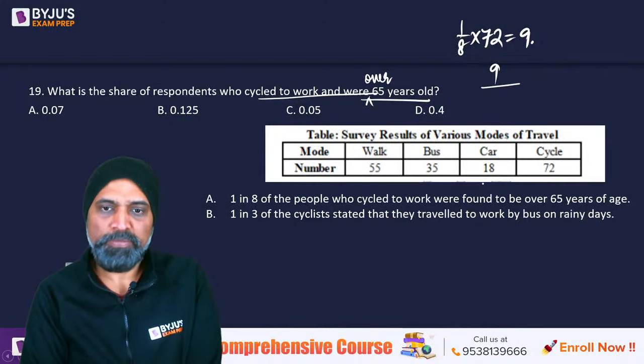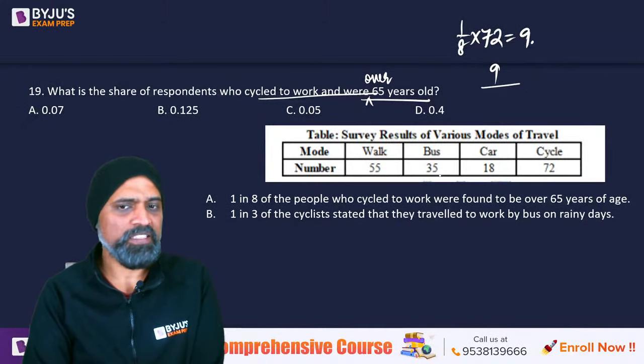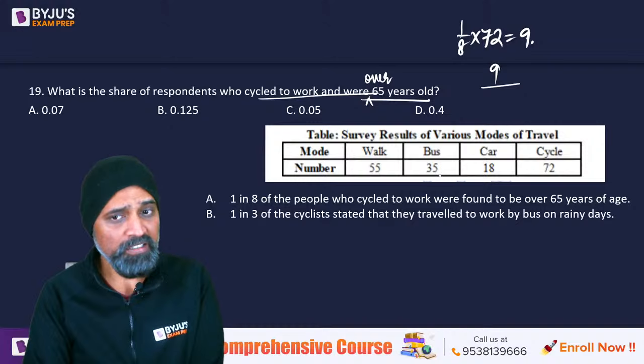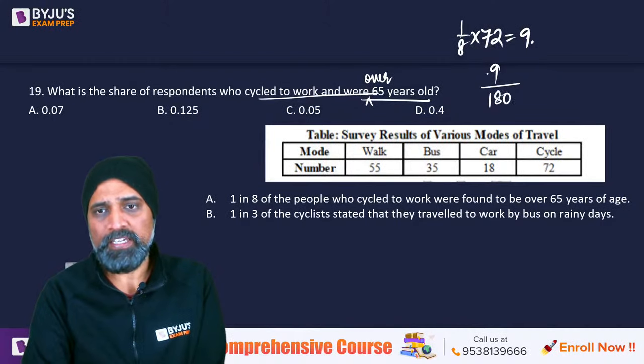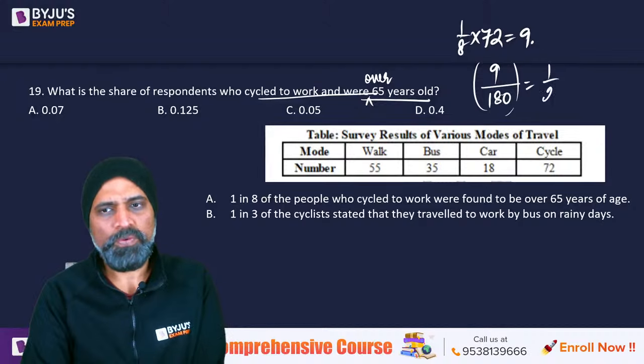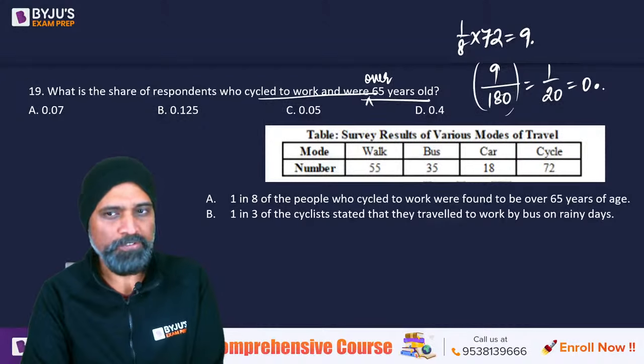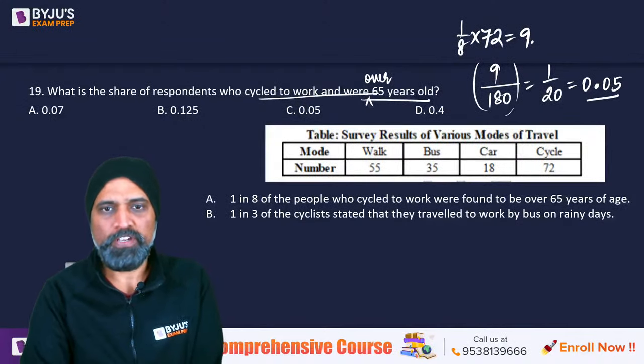So the total number of people is 55 plus 35 is 90, and 18 plus 72 is another 90. So 90 plus 90 is 180. So this is 1 upon 20. 1 upon 2 is 0.5, so 1 upon 20 should be 0.05.